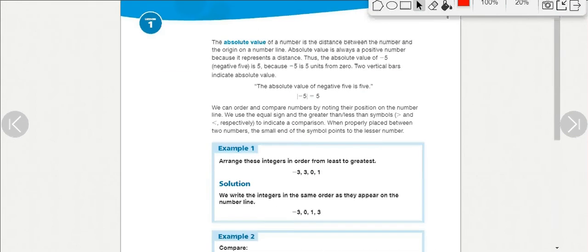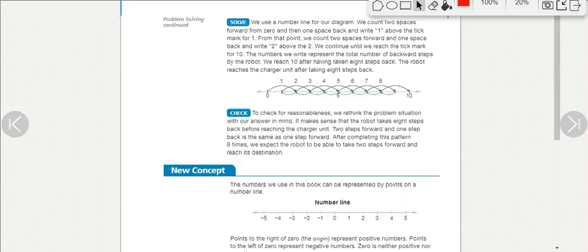Absolute value we show with these lines. Try not to make them look like ones, right? The absolute value of -5 we show like this. And what that means is, what's its distance from 0? Here's where the number line really comes in handy. Absolute value means distance from 0, distance between the number and the origin, or 0. Okay? So let me illustrate for you what the absolute value of -5 is.